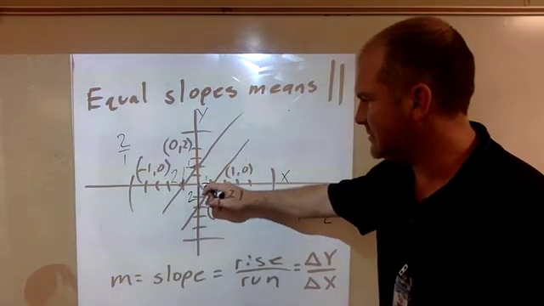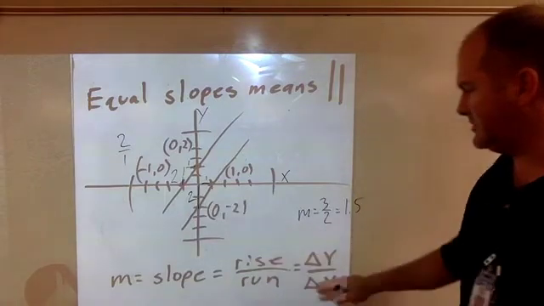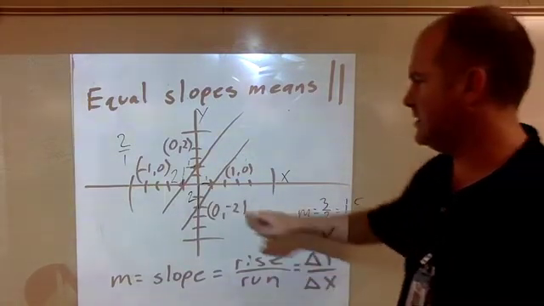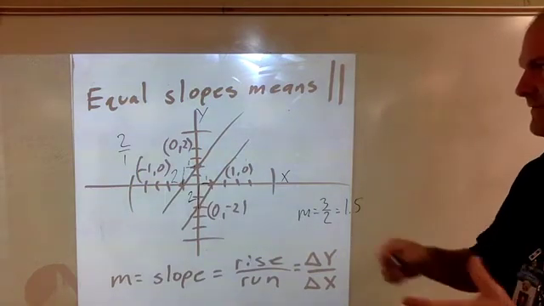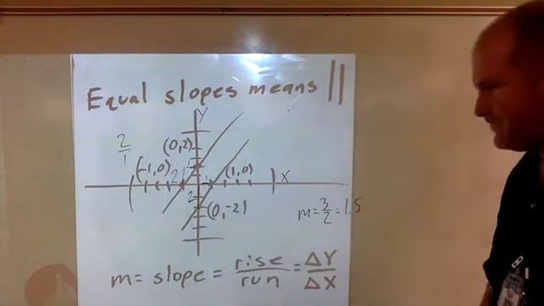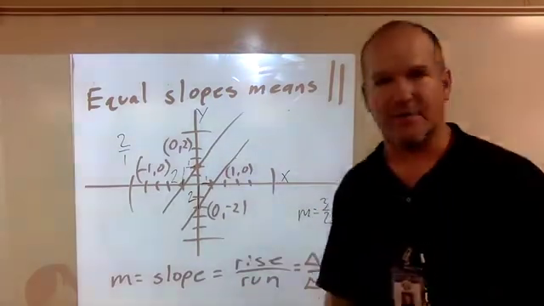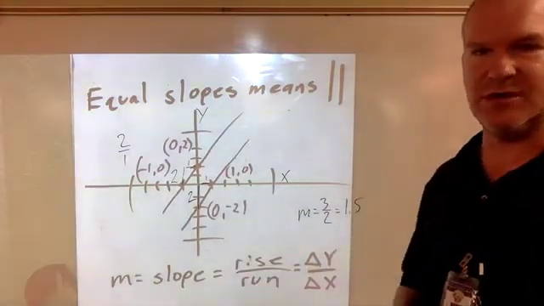You had to go up 2 spaces to get from one point to the next. And what was the change in the x direction? 1. So 2 over 1, so they both have the same slope. Therefore, these lines are parallel. And you could say, if the question was, are these lines parallel? Your answer would be yes.